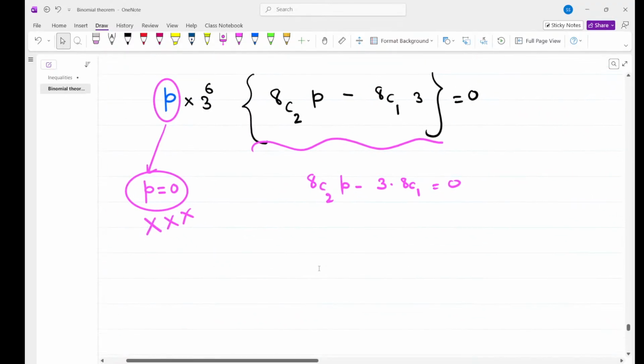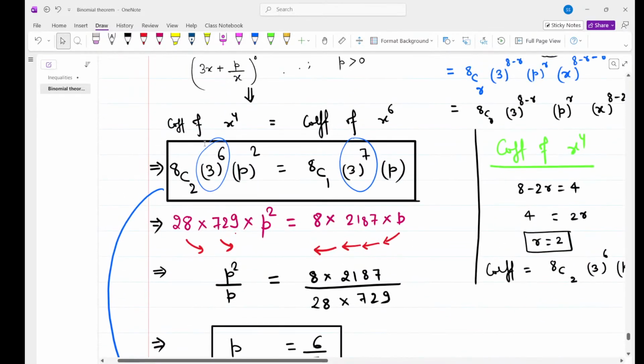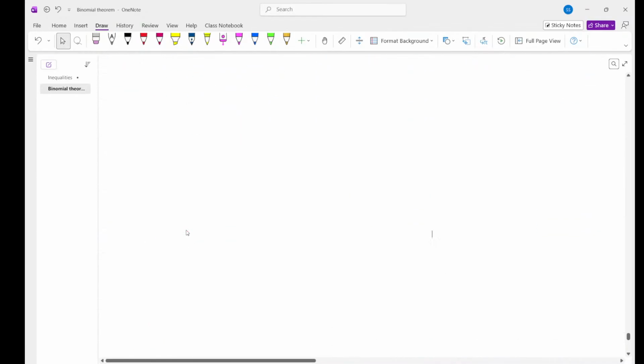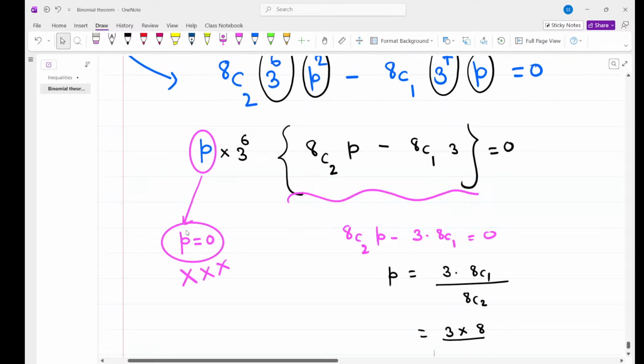I'm getting my point. So from the second part, we can write the p value directly now. So p should be equals to, when you shift this to the other hand side, 3 times 8C1 upon 8C2. So this will be 3 times 8C1 is 8. Everyone knows, right? You have to just find the 8C2 only. See here, 8C2 you have calculated, 28. So I need just this calculation, and this we can do manually also without a calculator.